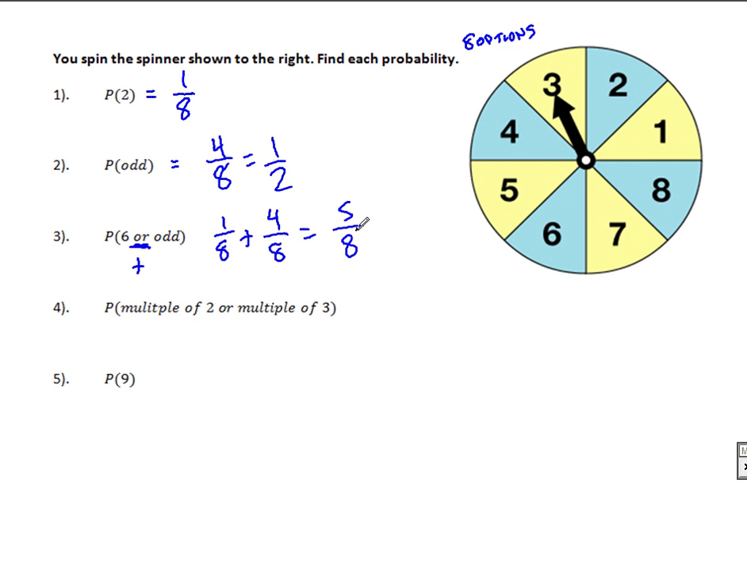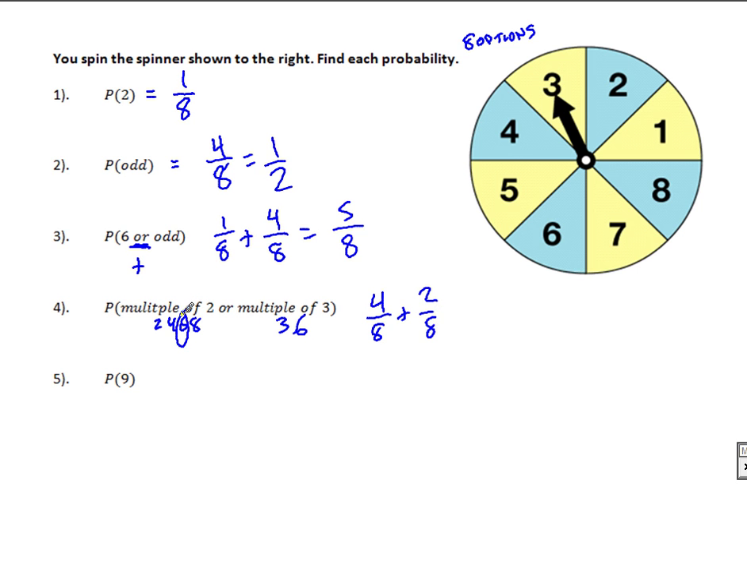Number 4, probability of getting a multiple of 2 or multiple of 3. Well, the multiples of 2 are 2, 4, 6, and 8. Multiples of 3 are 3 and 6. Those are the ones that are on here. So there's 4 multiples of 2, so that's 4 out of 8. There's 2 multiples of 3, that's 2 out of 8.